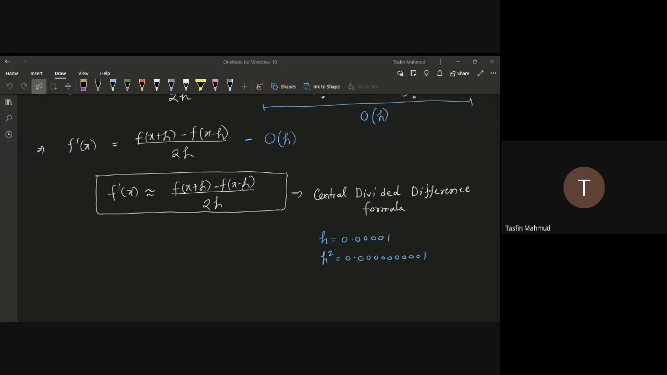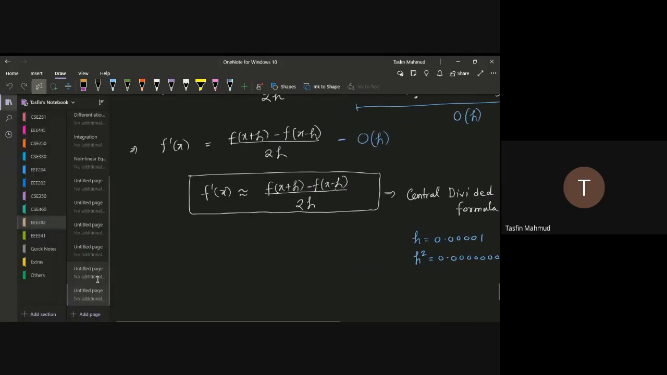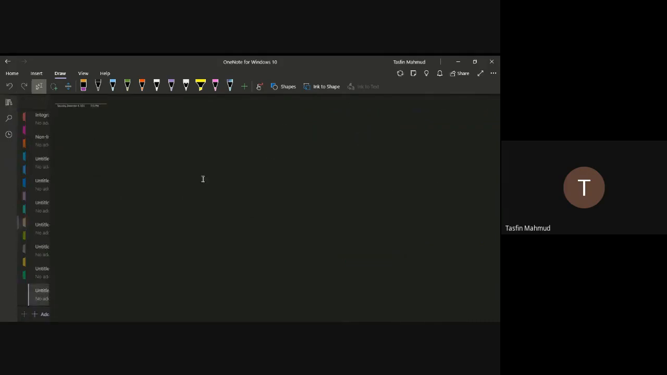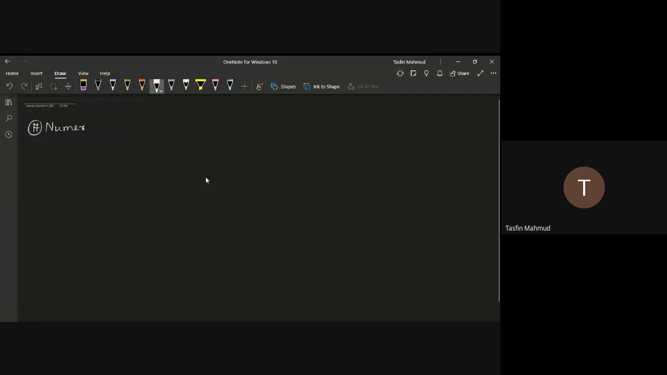Okay, so now we will discuss numerical integration. As I mentioned, in numerical integration, we will follow an approach that will give us the result without implementing any formula. We will not use any formula of integration. Rather, we will follow an alternative approach. So we are discussing numerical integration now.